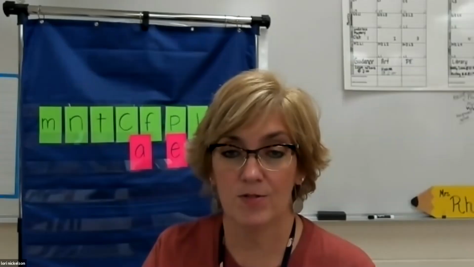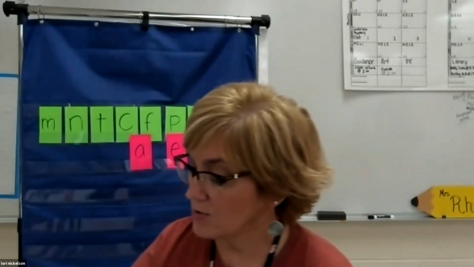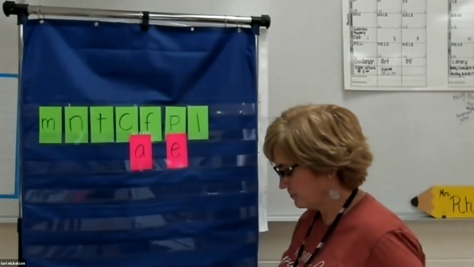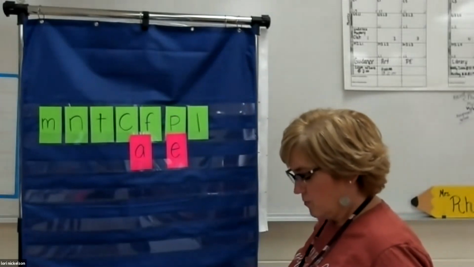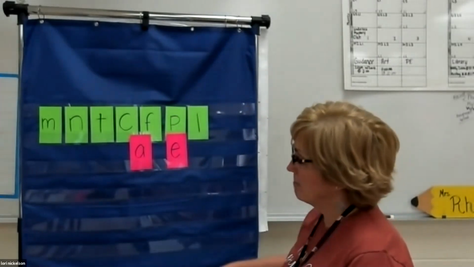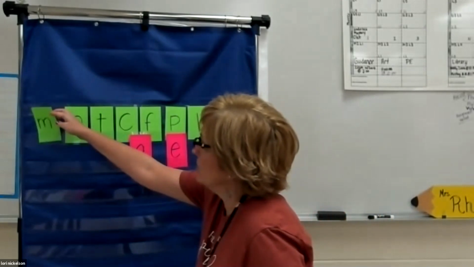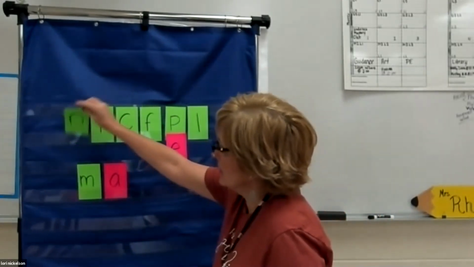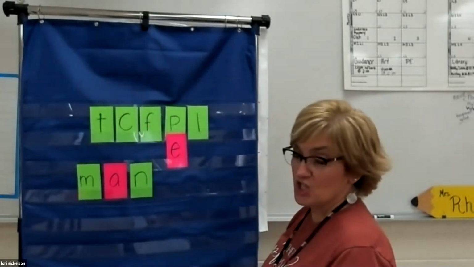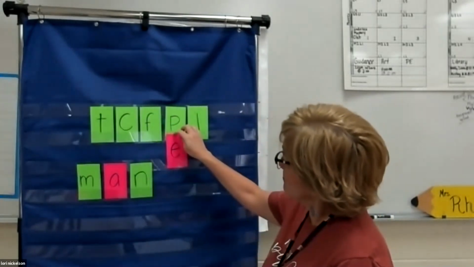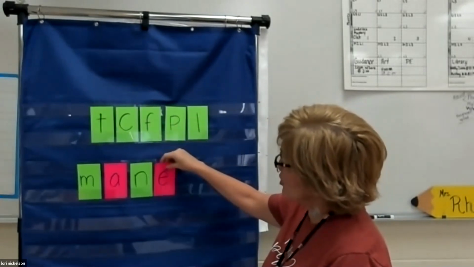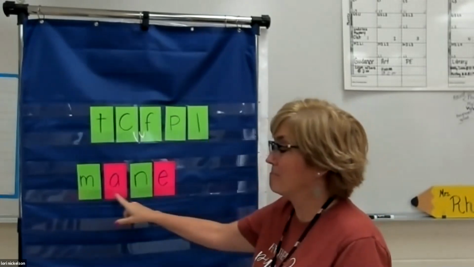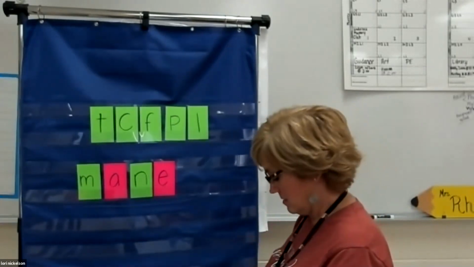I'm going to stop sharing there. All right, friends. So let's look up here at our words that we're going to magically change. So let's start with the word man. Man is spelled M-A-N. So if we're going to change it, alakazam, we add that magic E. That E makes that A say its name. And now we have mane. Mane. Good job.